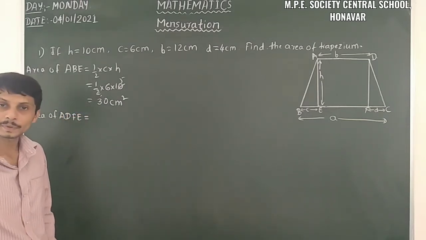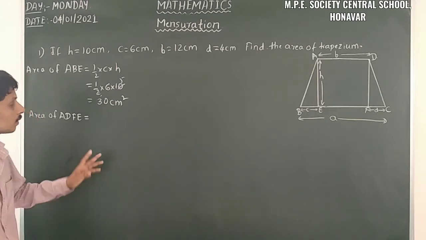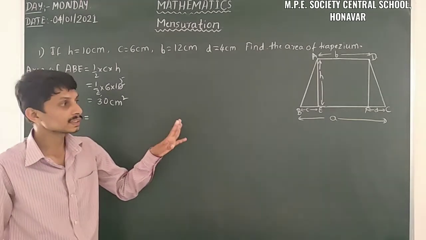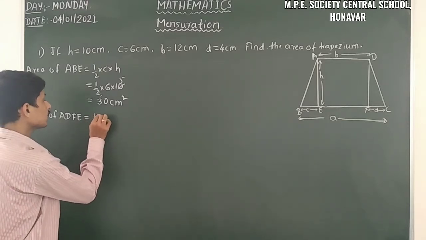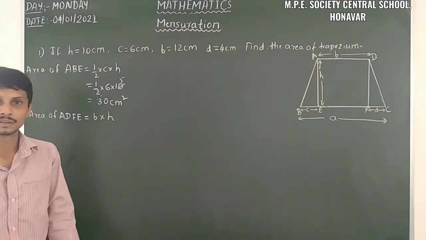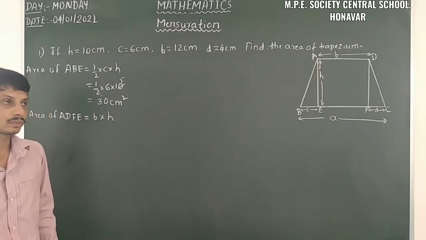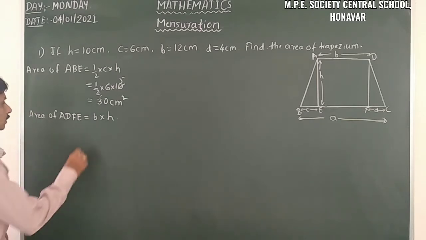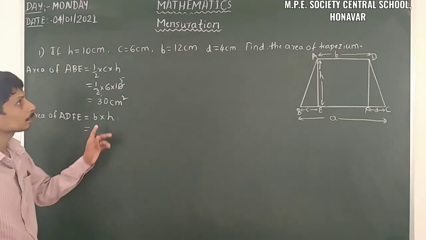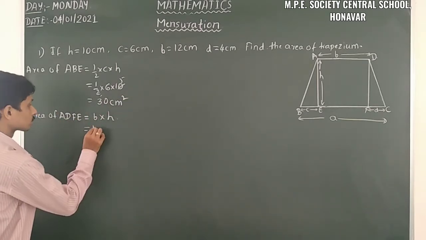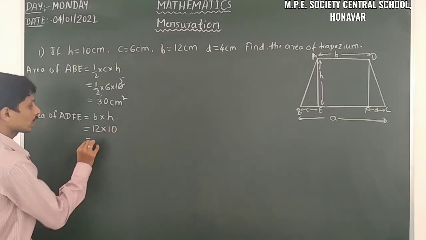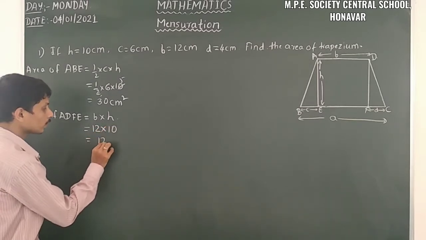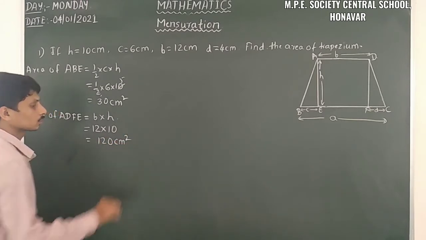So what's the area of ADFE here? Base into height, that is L into H, here B into H. What's the value of B here? It is 12. What's the value of H here? It is 10. So 12 into 10 is equal to 120 centimeter square.